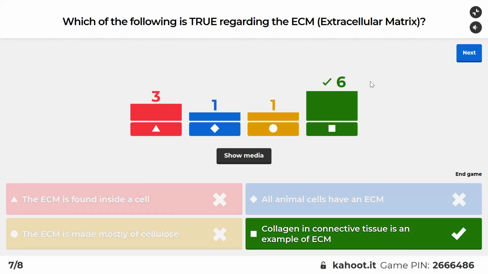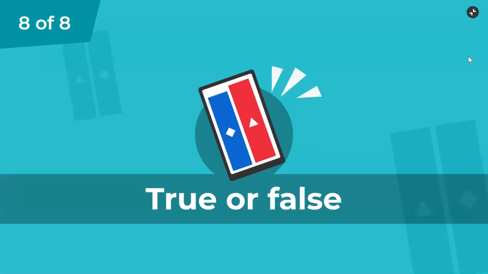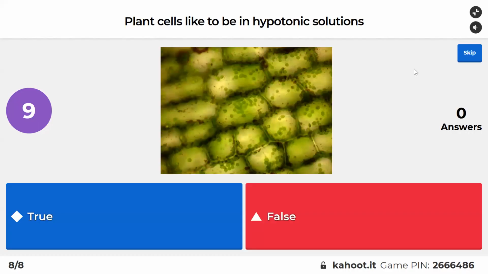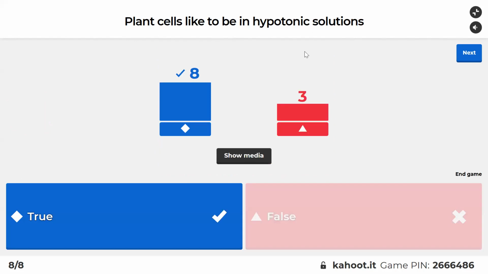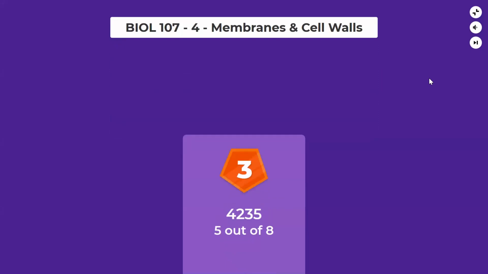Okay, well done. Collagen is a connective tissue and is an example of an extracellular matrix. Okay, one more question, I believe. True or false? Plant cells like to be in hypotonic solution. The answer is true. Remember, hypotonic is like pond water, which is like water, and we like to give our plants water.